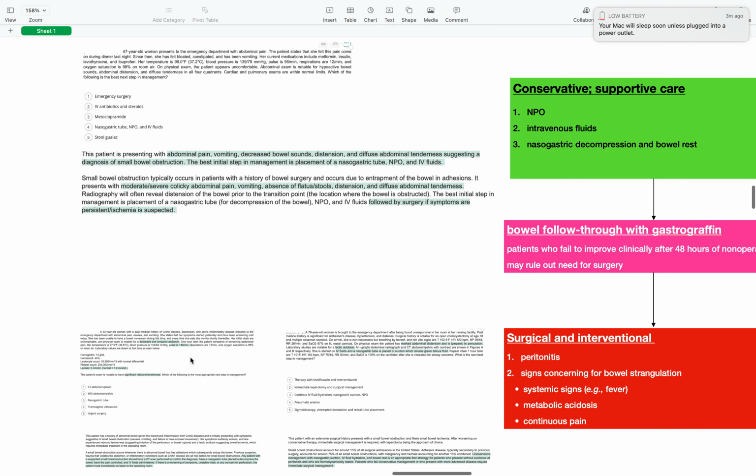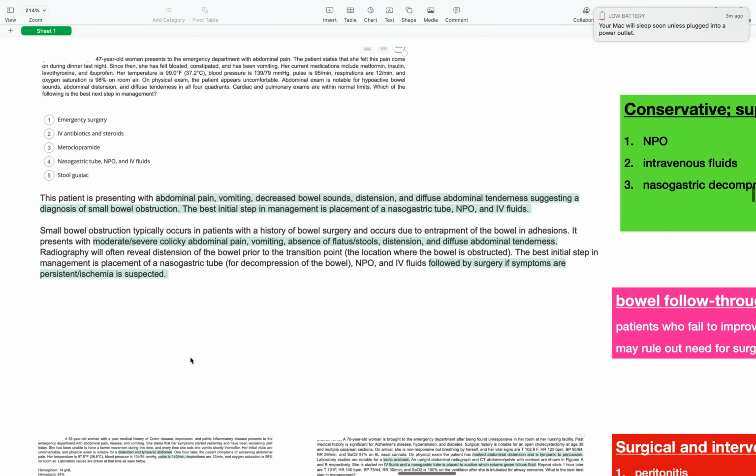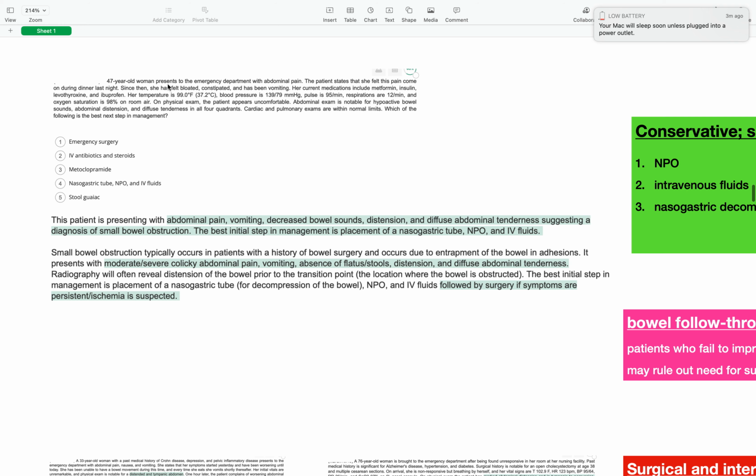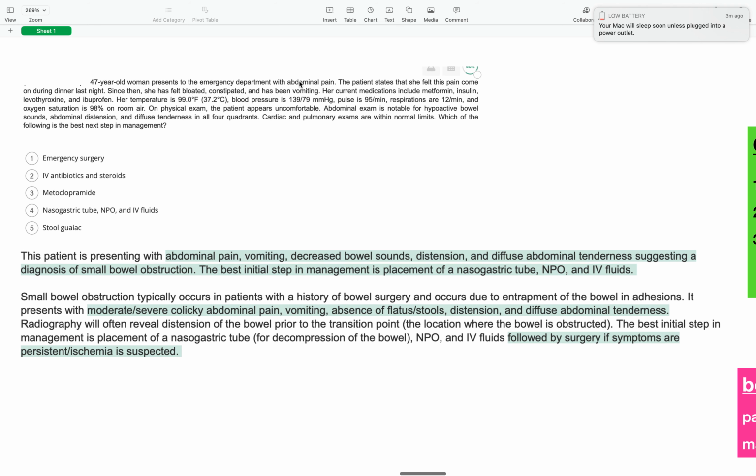Let's do another couple of questions related to small bowel obstruction. We have a 47-year-old woman presenting to the ED with abdominal pain. The patient states that she felt this pain come on during dinner last night. Since then, she has felt bloated, constipated, and has been vomiting. Other important points are hypoactive bowel sounds, abdominal distension, and diffuse tenderness in all 4 quadrants. Which of the following is the best next step?